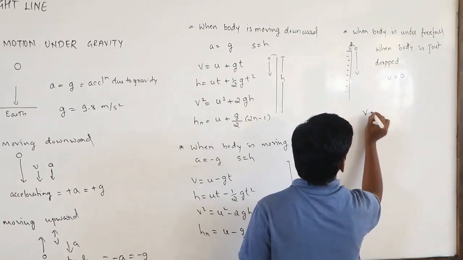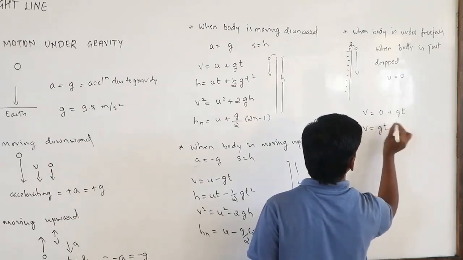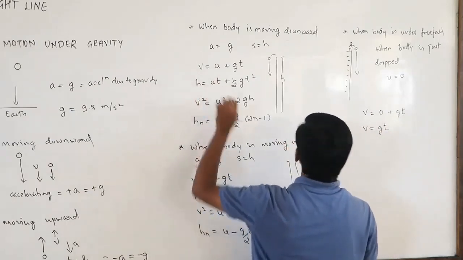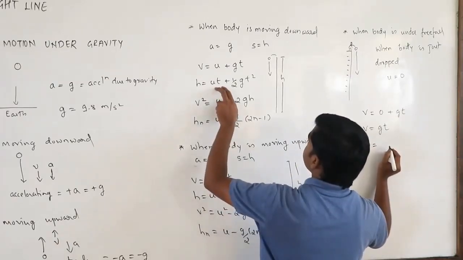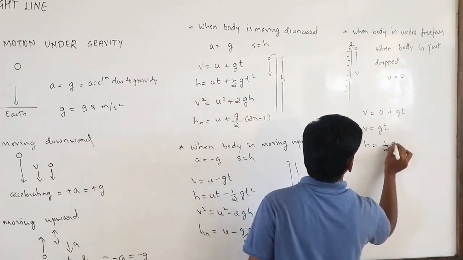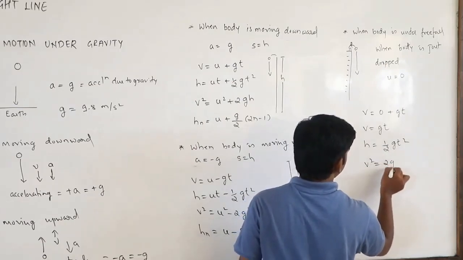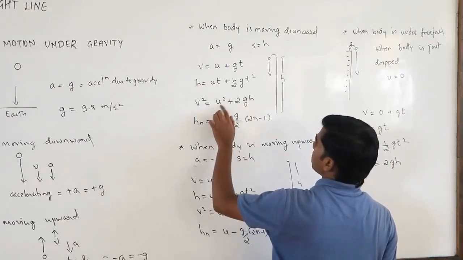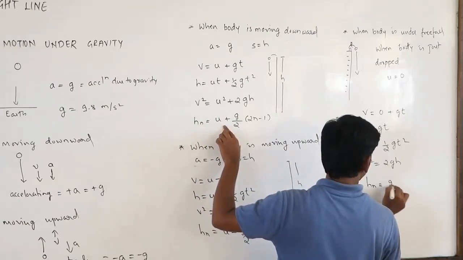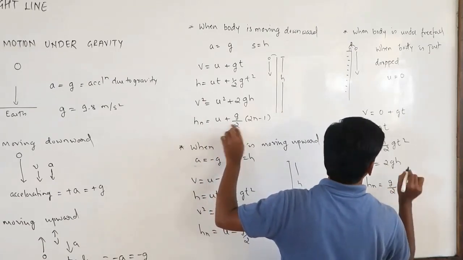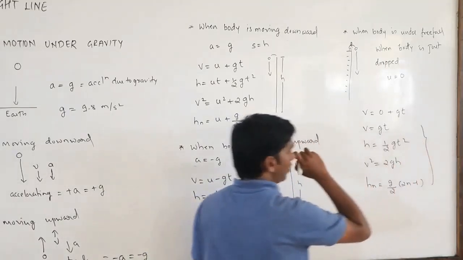So first equation, v equals to 0 plus gt. That means v equals to gt. Again substitute 0 here. So h equals to what will happen? ut, 0 into t, 0. So what will remain? Half gt square. Okay. Similarly, v square equals to u square plus 2gh. So v square equals to 2gh. You will become 0 for this one. Okay. Next for hn, u will become 0. So what will happen? g by 2 into 2n minus 1. Okay. So these four are the equations when body is under free fall.